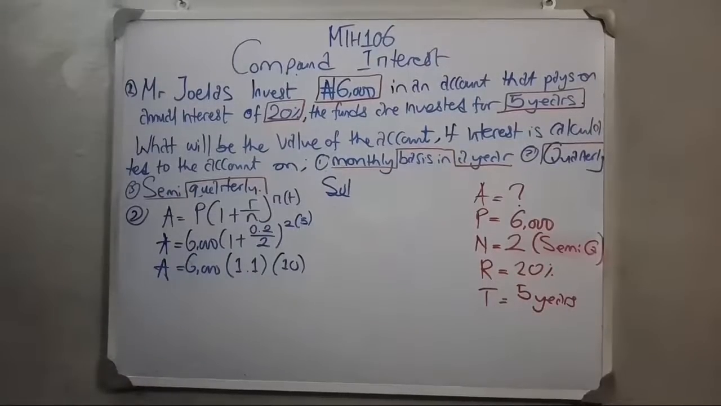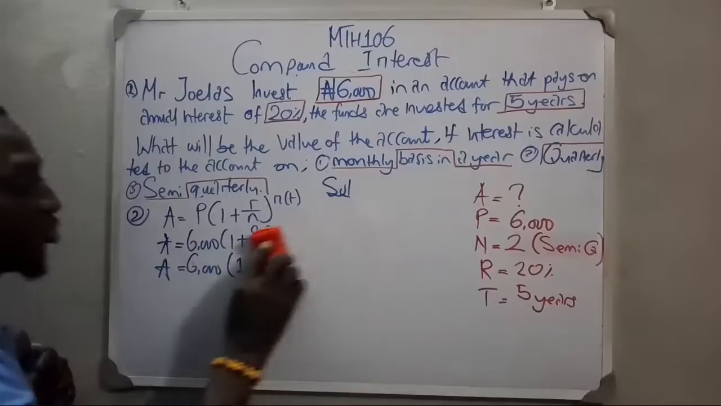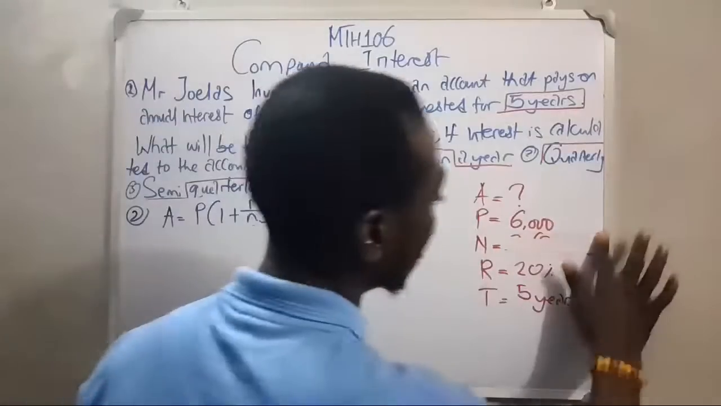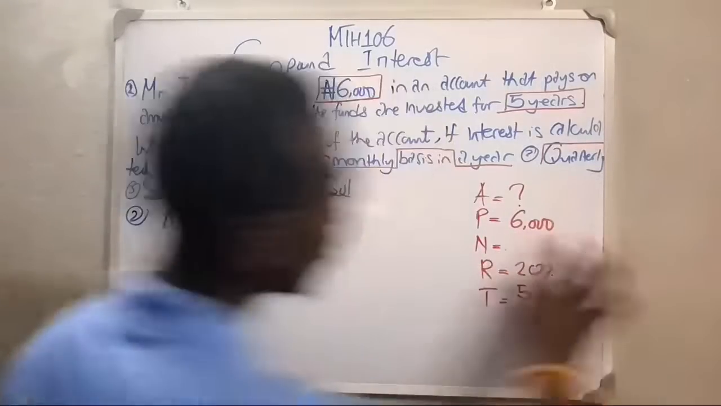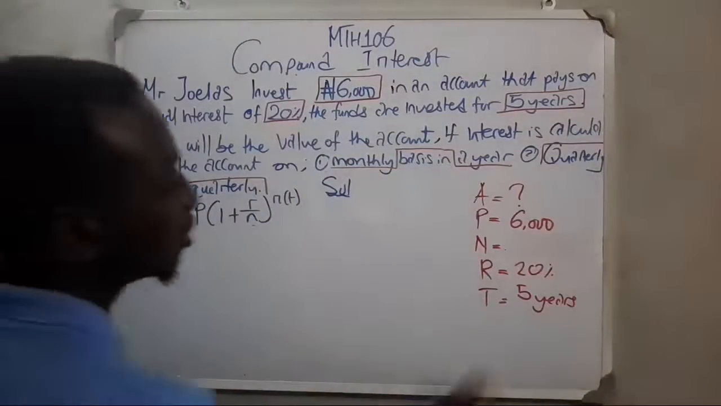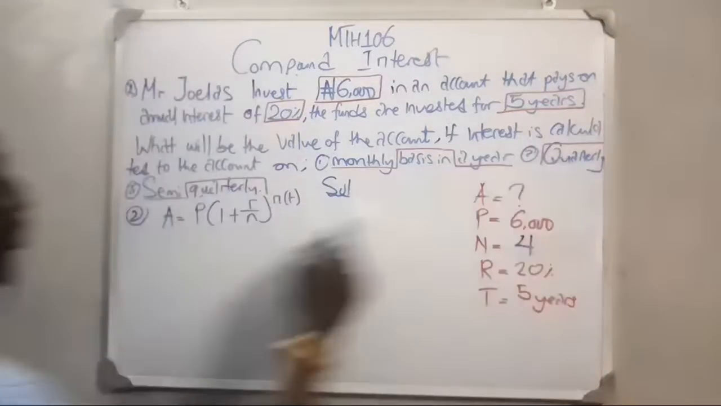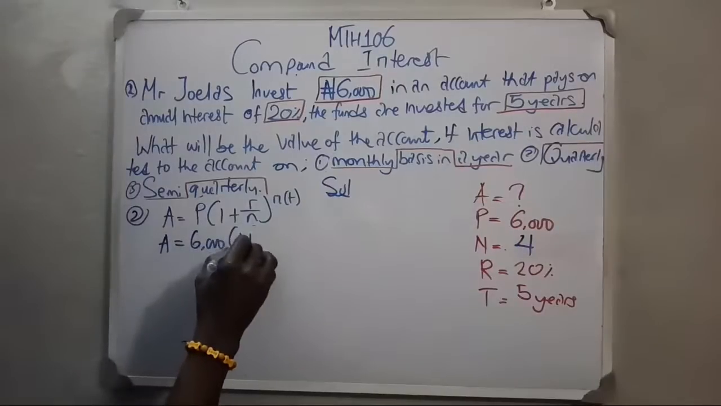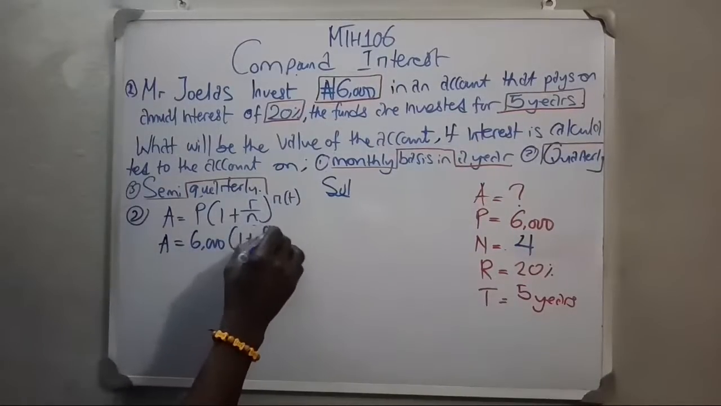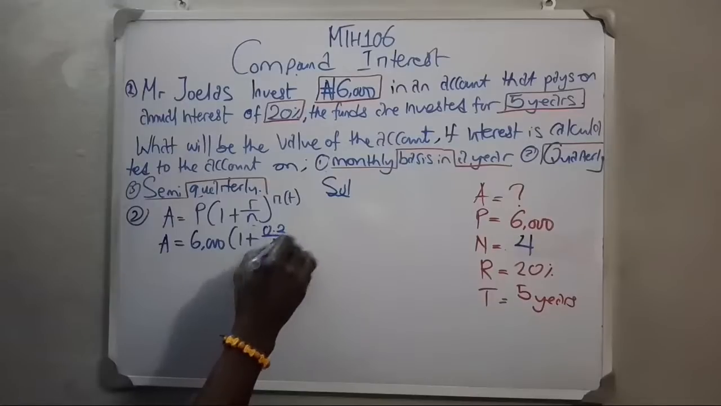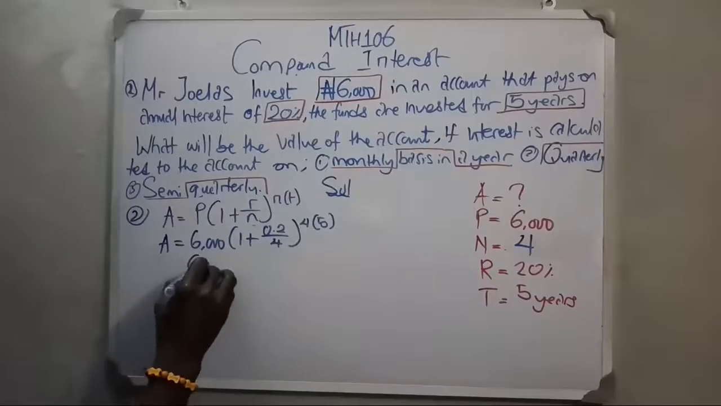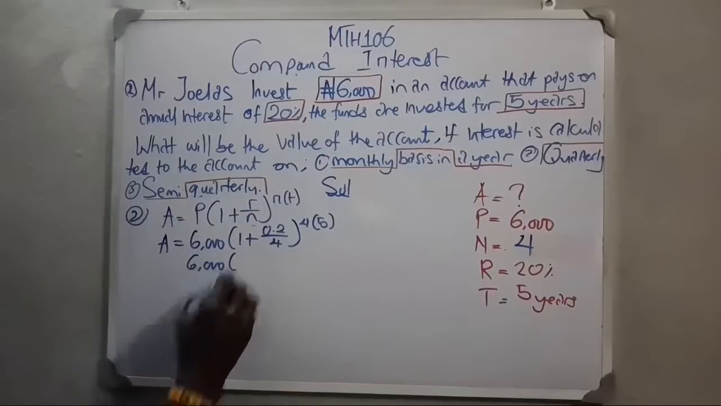Okay, let me go through that again quickly for the quarterly, which is 4. All right, so we have A equals 6,000, 1 plus 0.2 by 4, and we have 4 by 5. All right, this is 6,000.